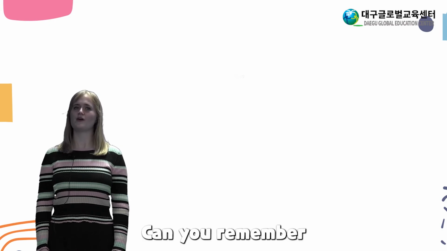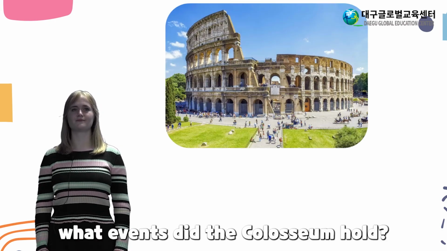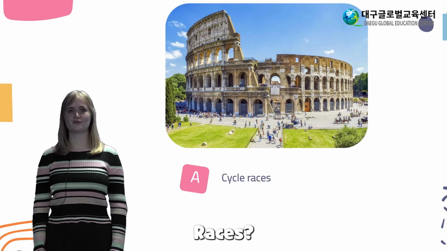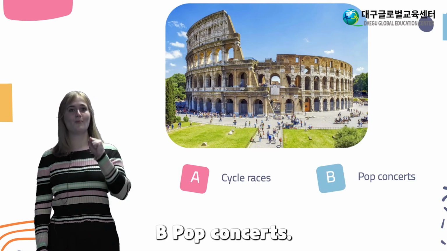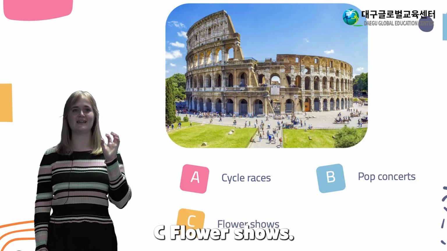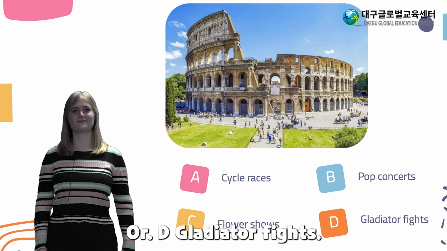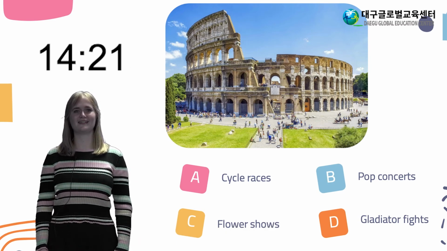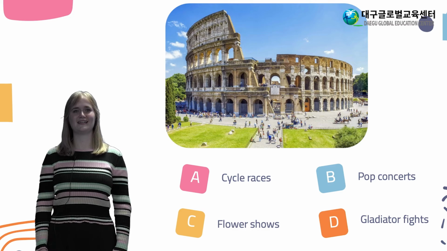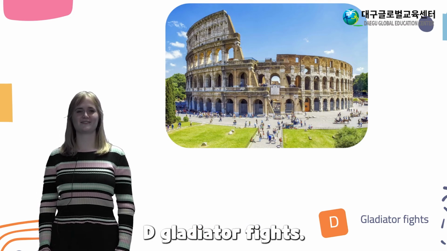Can you remember, what events did the Colosseum hold? Was it A, cycle races, B, pop concerts, C, flower shows, or D, gladiator fights? It's D, gladiator fights.